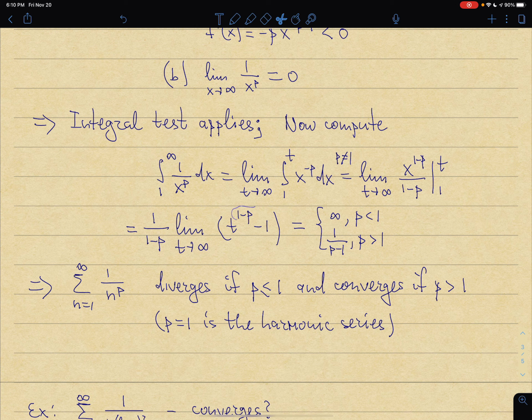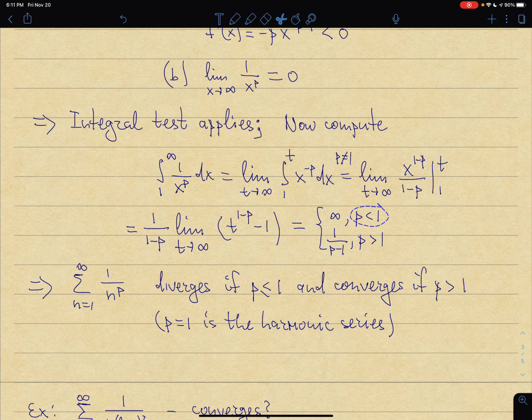But if p is greater than 1, then 1 minus p is a negative number, so we're raising t to a negative power. And as t goes to infinity, t to the negative power will go to 0. So this term goes to 0. Then we just have minus 1 as a limit times 1 over 1 minus p. So we get 1 over p minus 1. So the integral converges if p is greater than 1, and diverges if p is less than 1.